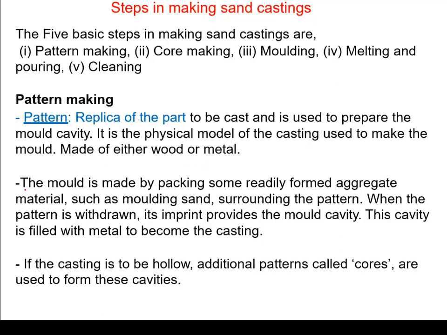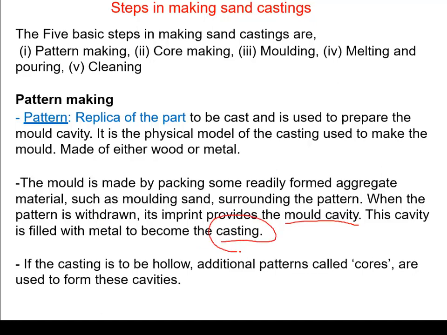The mold is made by packing some readily formed aggregate. Readily means easily formed, and aggregate means a mixture of some material. An example is molding sand surrounding the pattern. When the pattern is withdrawn, meaning when the pattern is taken out from the mold, its imprint will leave the molding cavity. This cavity is filled with the metal to become the casting.